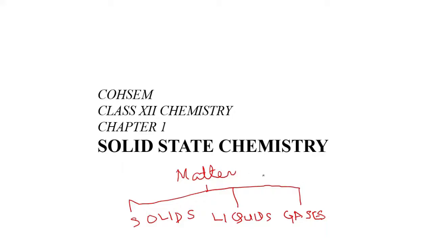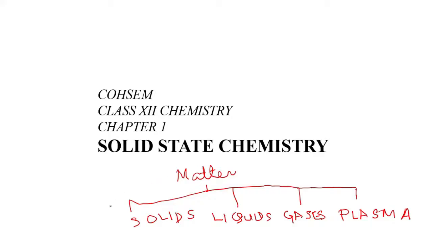In higher classes you will study another state, which is called plasma. Plasma exists at very high temperature. At very high temperature, this state of matter, which is called plasma, exists.